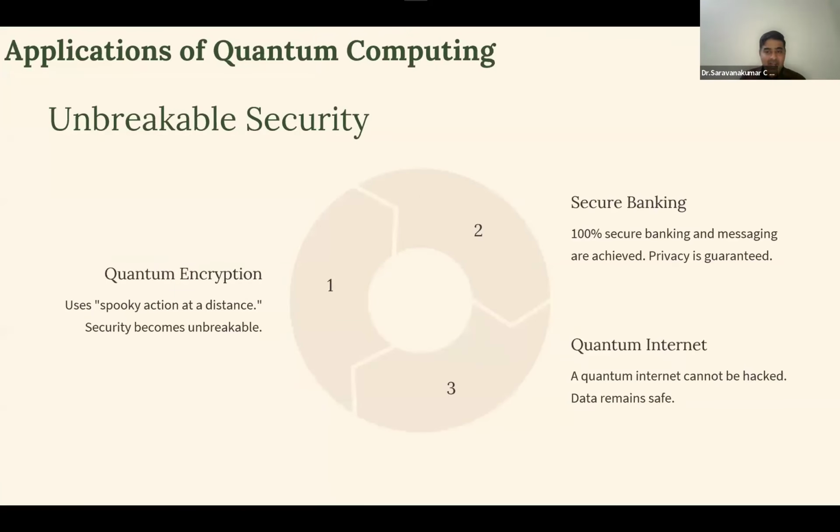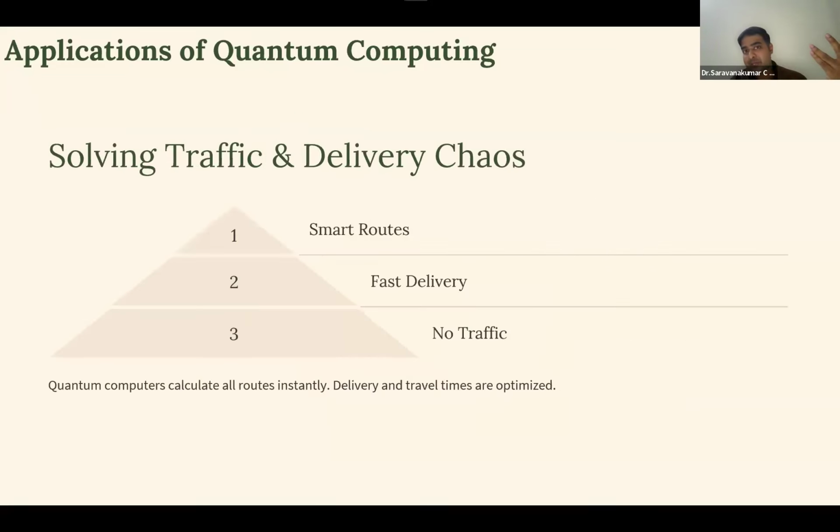Unbreakable security. I don't need to explain that. I think we have spoken enough in session one that security will become a threat, because using quantum computers, hackers will break into a machine in 2 or 3 minutes, any banking application, everything. But as a counter, we are using Shor's algorithm, which works on the encryption technique, cryptography, to secure things. So we are trying to provide unbreakable security.